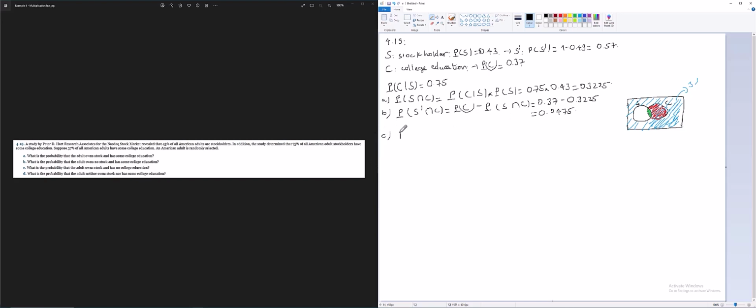So similarly, in part C, you want to find the probability of S intersect C prime, and with the same approach, that's going to be P of S minus P of S intersect C, equal to 0.43 minus 0.3225, and that is 0.1075.